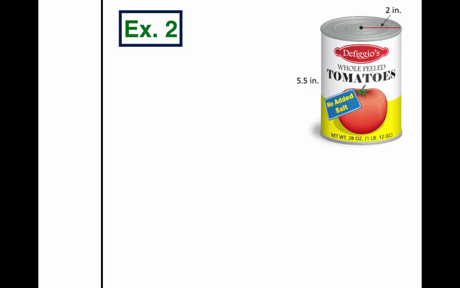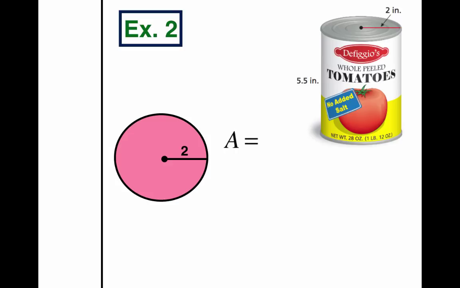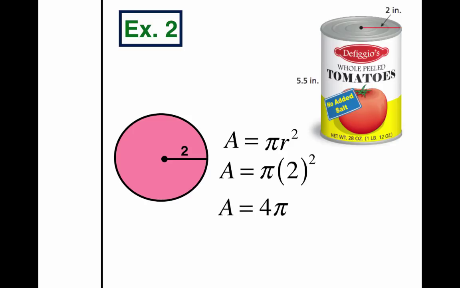Let's look at a can of tomatoes. This can of tomatoes has some dimensions on it. It's got a 2-inch radius and a 5.5-inch height. We are going to find the surface area. I'm going to start with the top of the can, which has that nice radius of 2 inches. So the area is going to be pi r squared, which means pi times 2 squared. I know 2 squared is 2 times 2, and 2 times 2 is 4, so I get 4 pi.